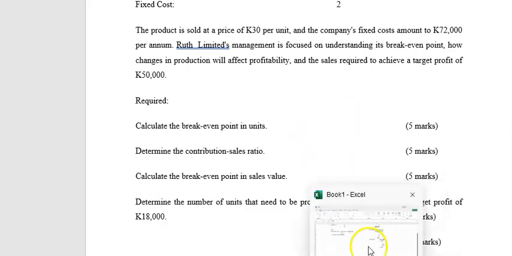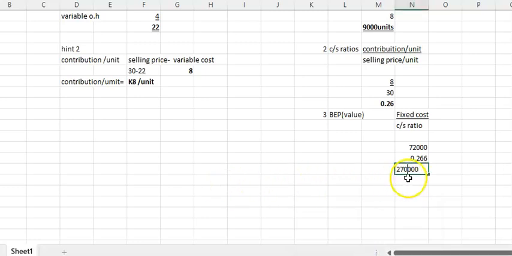So how do you calculate a question like that one? On the previous one, we ended on break-even point in value. Break-even point in value has two ways in which you can calculate it. So we have two ways in which we can calculate the break-even point in value, 270,000.